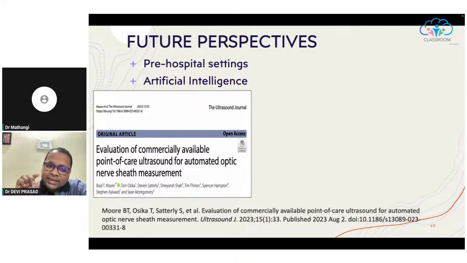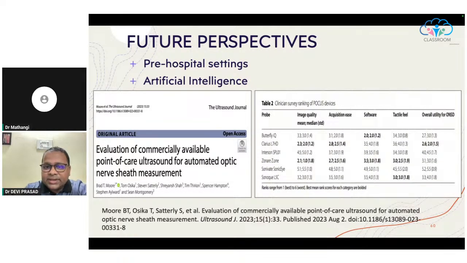In those patients they saw the difference between the automated results from these devices and those obtained by experienced physicians. They found the different methods, and the overall utility was quantified with a score in which one was the best and six was the worst. With some of the devices, they found quite a good overall utility for ONSD, in terms of image quality, acquisition ease, the software, and the tactile feel.